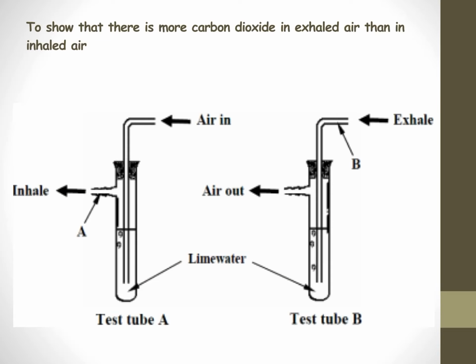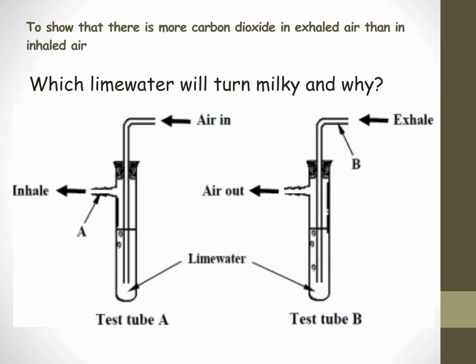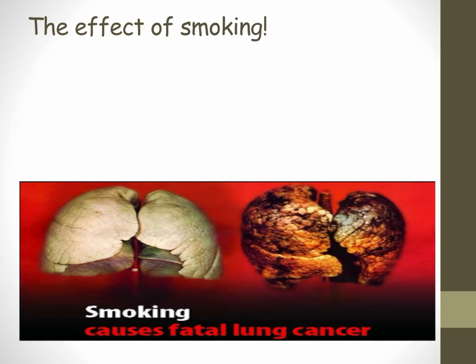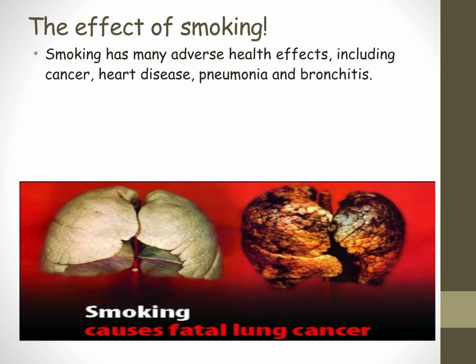And then you would just watch and see which lime water turns milkier faster. Remember, lime water tests for the presence of carbon dioxide. So it'll turn milky when there's carbon dioxide, when there's more carbon dioxide in the lime water. So B will turn milkier faster because there's more carbon dioxide in the air that you breathe out. Where is that carbon dioxide coming from? It's coming from the cells during respiration. So which lime water will turn milky? The lime water in B will turn milky. And why? Because there's more carbon dioxide in the air that you breathe out because your cells have made it.